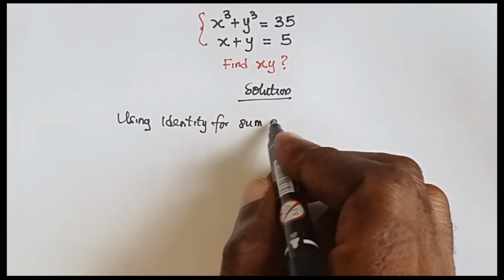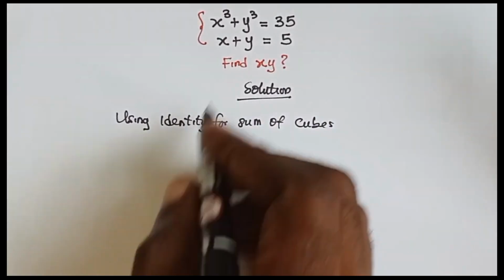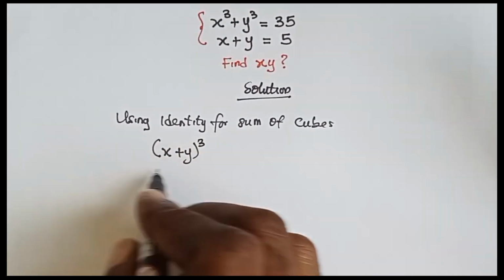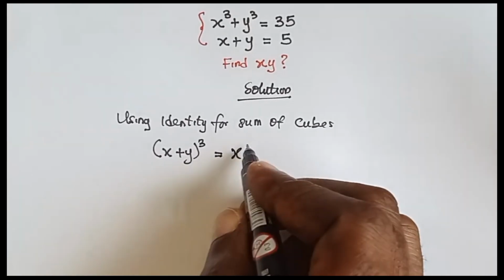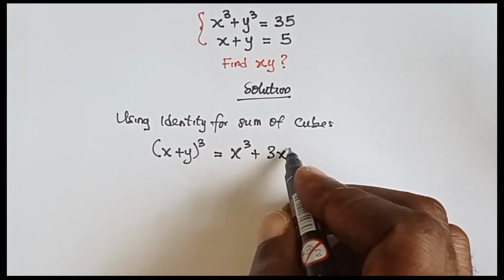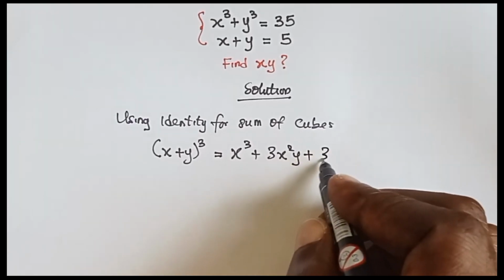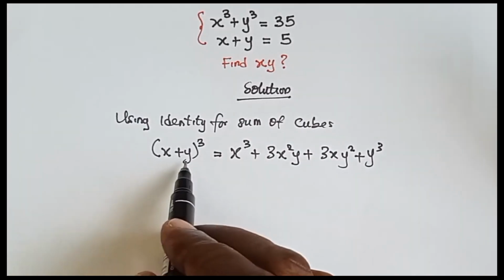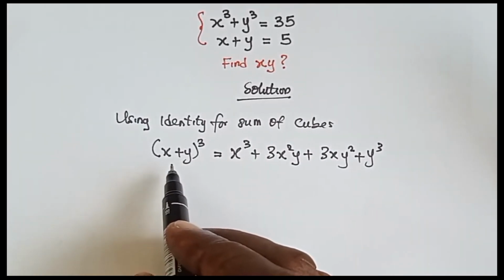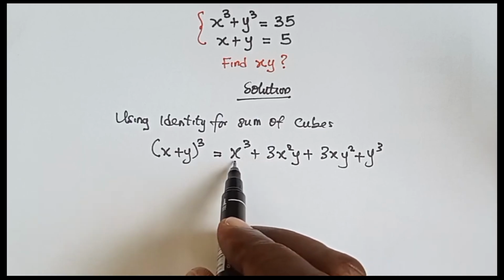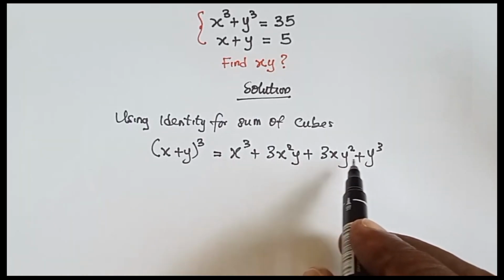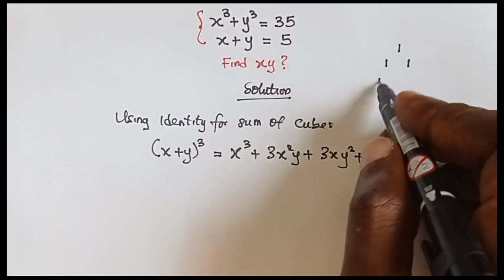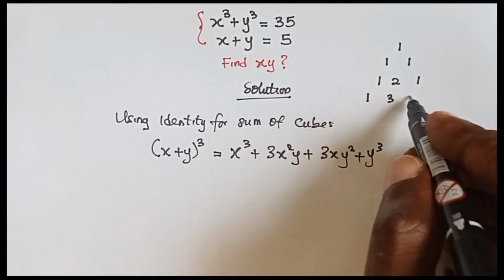So when we have (x + y) raised to power 3, it will be x cubed plus 3x squared y plus 3xy squared plus y cubed. Right, that is the sum of cubes. We can also use Pascal's triangle to find the coefficients of all these terms. In Pascal's triangle we have 1, 1, 1, 1, 2, 1, 1, 3, 3, 1.